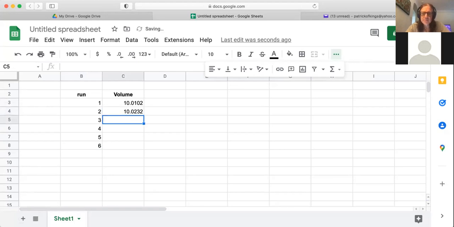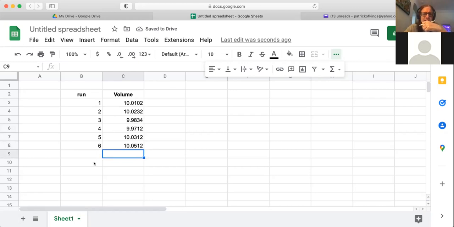3.2, I'm just making up numbers, 9.9834, 9.9712, 10.0312, and then 10.0512. Okay, so there's our 6 values of volume, all of them pretty close to 10.